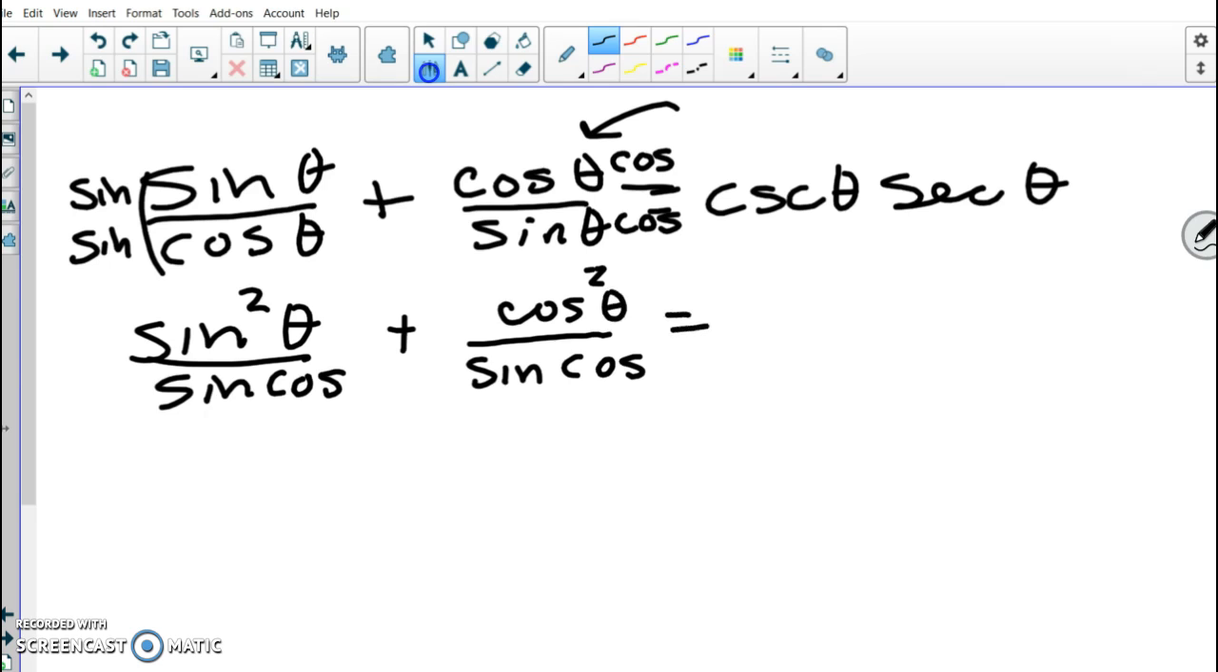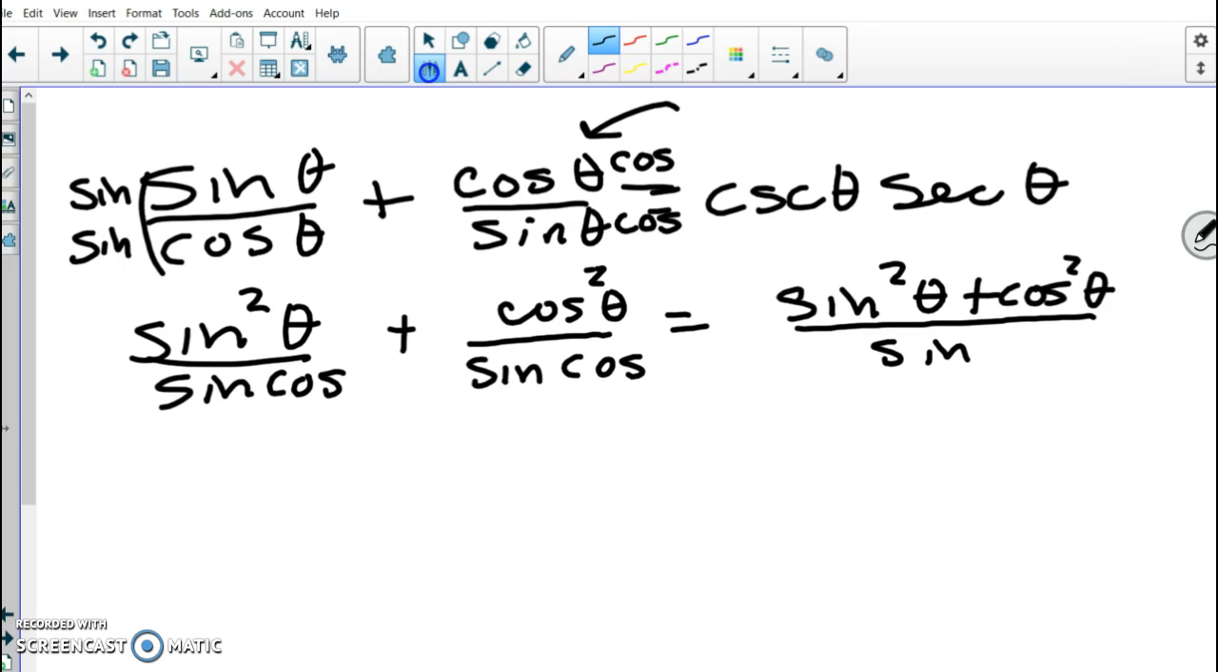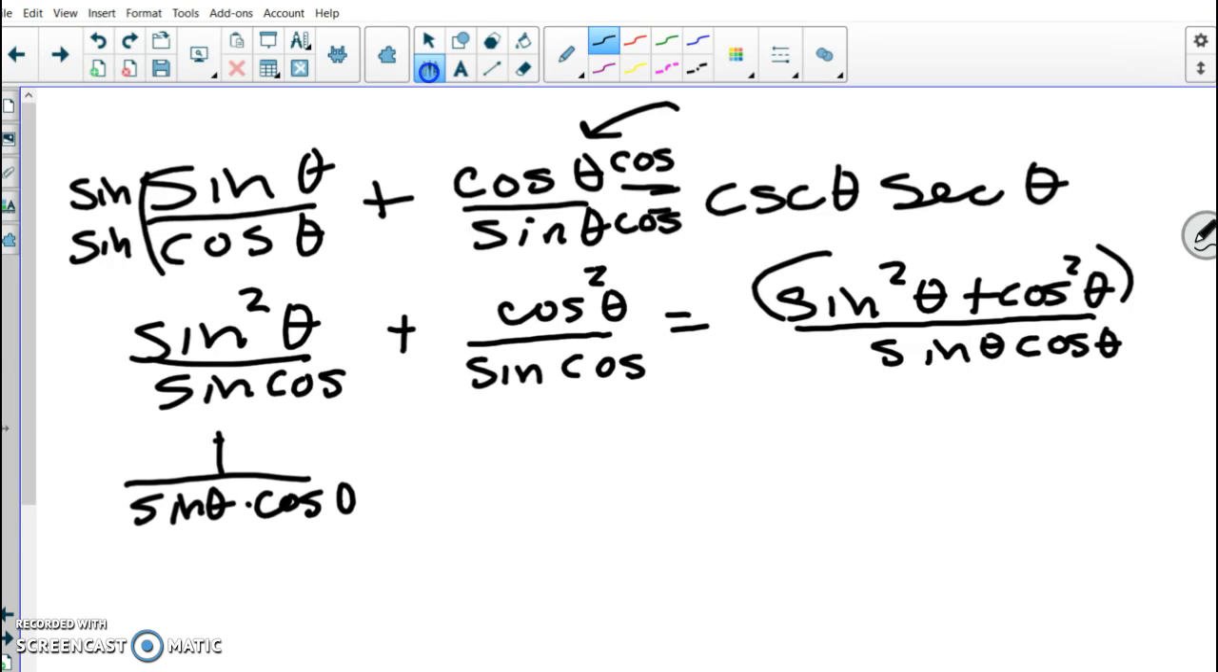Because the two fractions have the same denominator, I can combine the numerator. I get sine squared theta plus cosine squared theta. You should recognize that as something very, very simple. I can reduce that numerator to simply 1. That's 1 over sine theta cosine theta. Now I'm going to just write it out. Here's the tricky part.